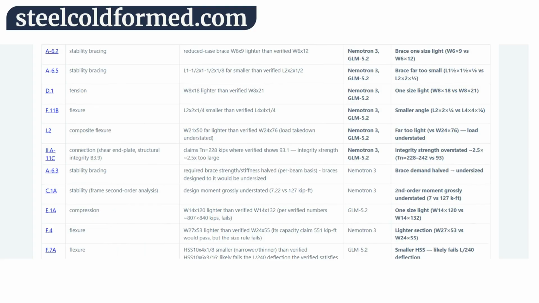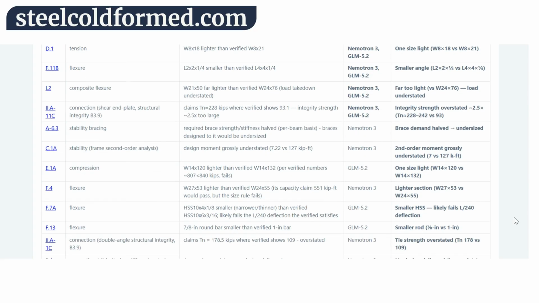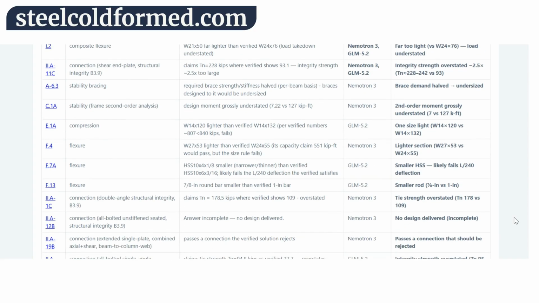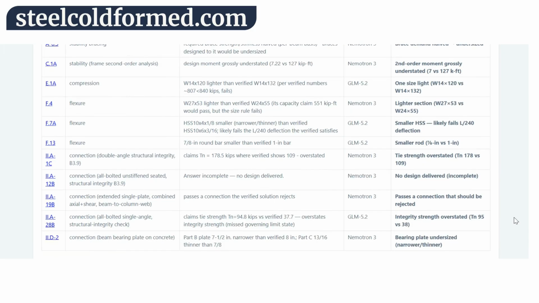A halved bracing demand, a second-order moment understated roughly 18-fold, a lighter flexural section, an undersized bearing plate, an overstated connection tie strength, an extended single-plate passed where the verified solution rejects it, and one question left with no design at all. GLM 5.2 missed 4 more, all but one a member size slightly light: a column, an HSS, and a round bar, plus one overstated tie strength.